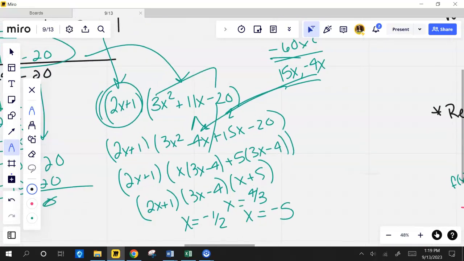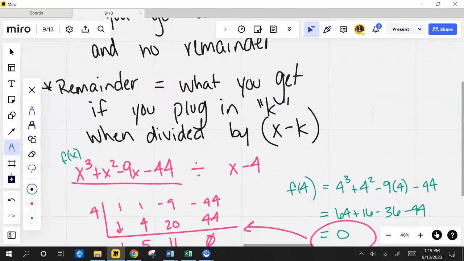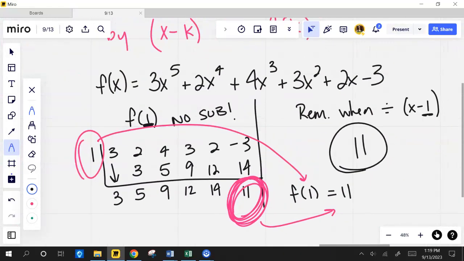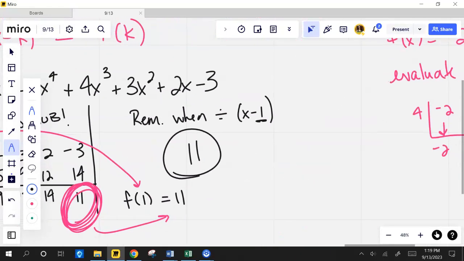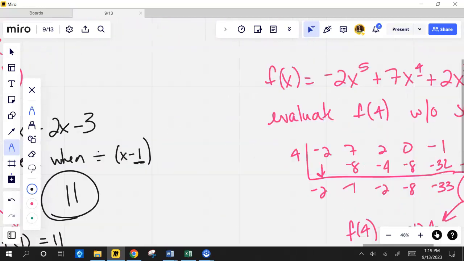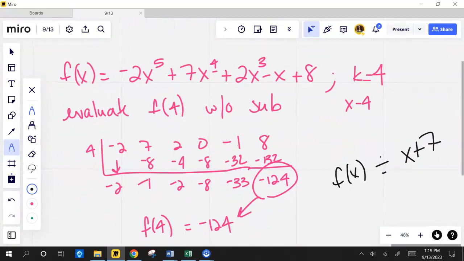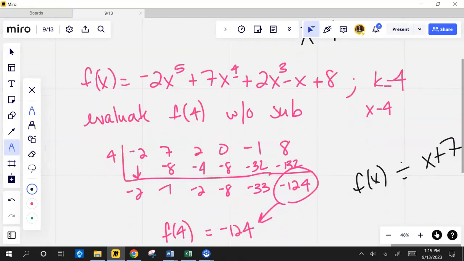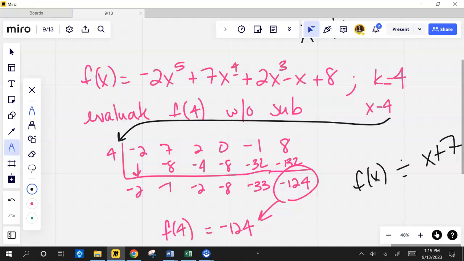We did it both ways, every single time. If it's k equals some number, the factor is x minus k, so you just put it in there. So if it's x minus 4, the opposite sign goes outside the synthetic.